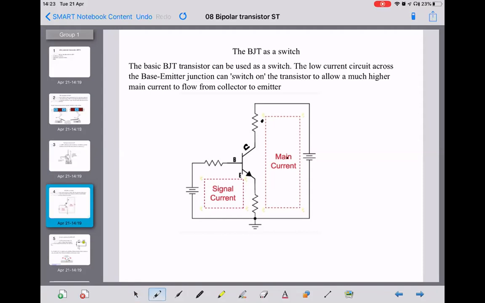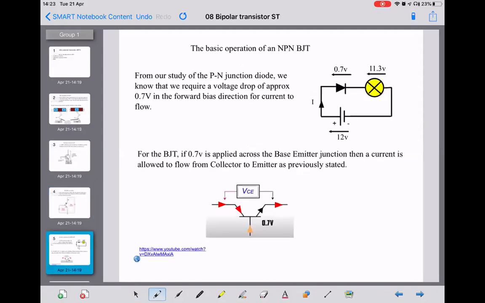Just to show a little bit more of the basic operation: we studied the PN junction diode last time. And we know that if we forward bias a PN junction so that it has at least 0.7 of a volt across it, then that diode will conduct in this direction and turn that lamp on. And we'd have 0.7 of the 12 volts across the diode. We'd be left with 11.3 volts across the lamp.